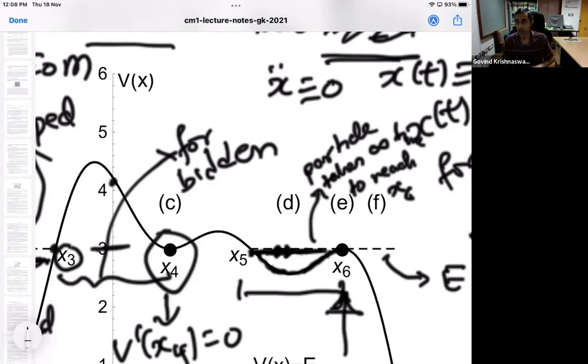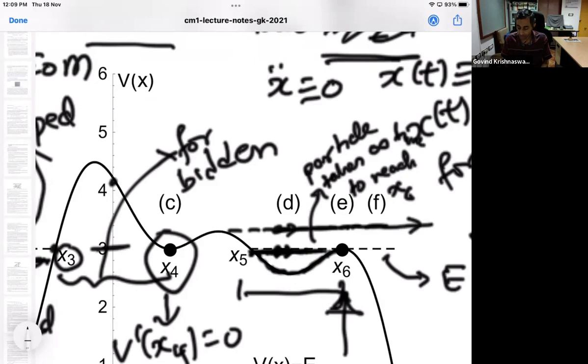Oh, absolutely. You are quite right, Rajdeep. If the energy exceeded the value at x6, and you started somewhere here, rightward directed, then it will reach x6 in finite time and escape further out. So that is quite right. Your intuition there is correct.